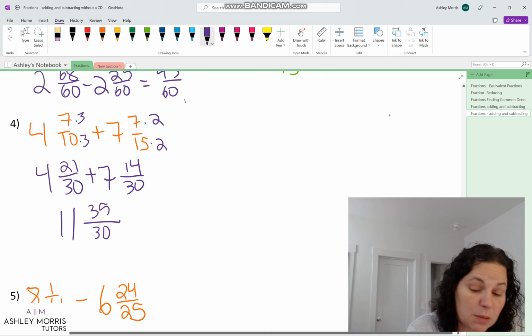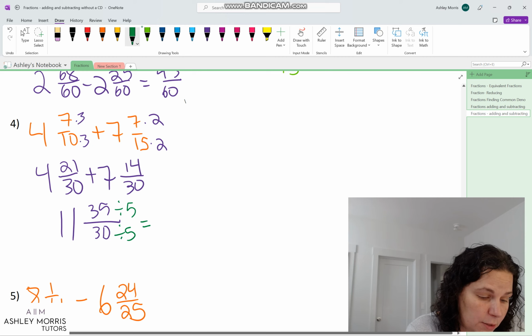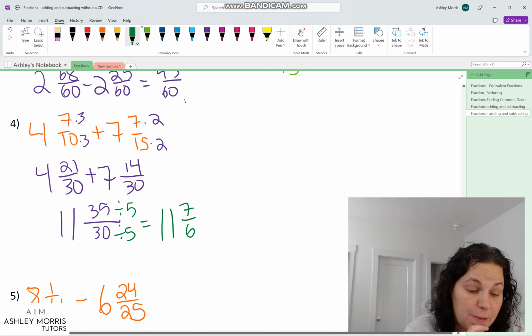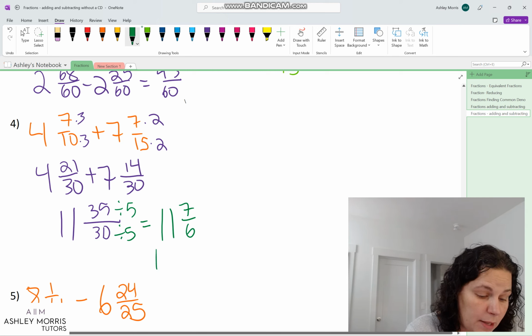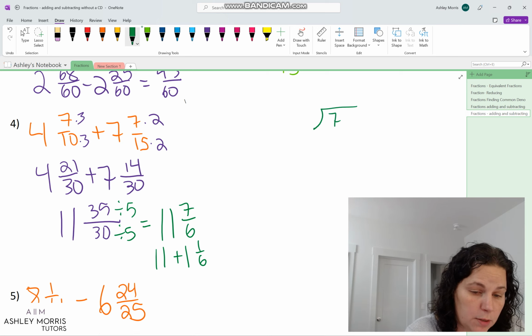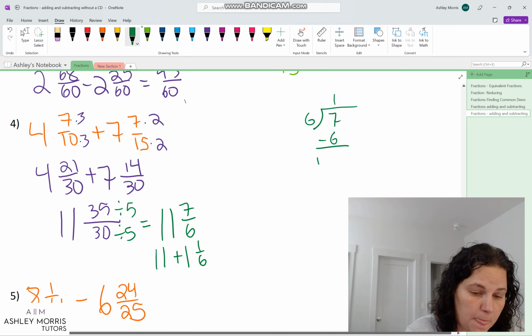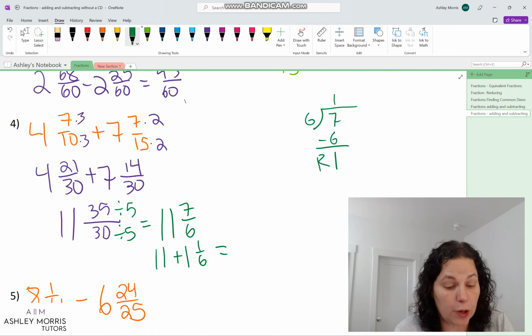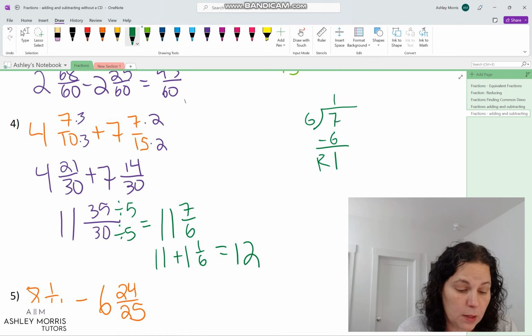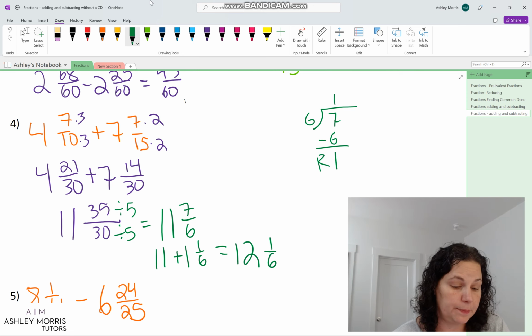Okay, so this one's going to need some reducing and some regrouping. You can do it in any order. I'm going to reduce first just so my numbers are smaller. So that's going to be 7 over 6 because they're both divisible by 5. So this is my 11. And then 7 over 6 is 1 with 1 left over. If you need to, come over here, do some long division. And then that gives me 11 and then another whole number, another 1, and 1/6 left over.